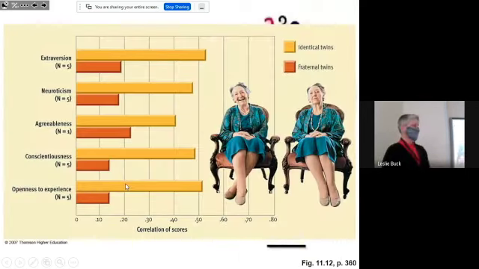So if we look at the results of one of those studies, we would see something like this. Identical twins are represented by the yellow bars.